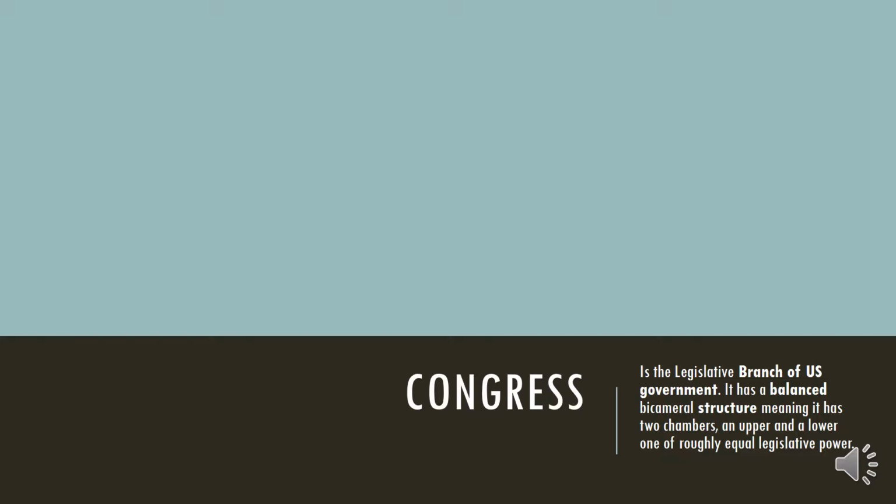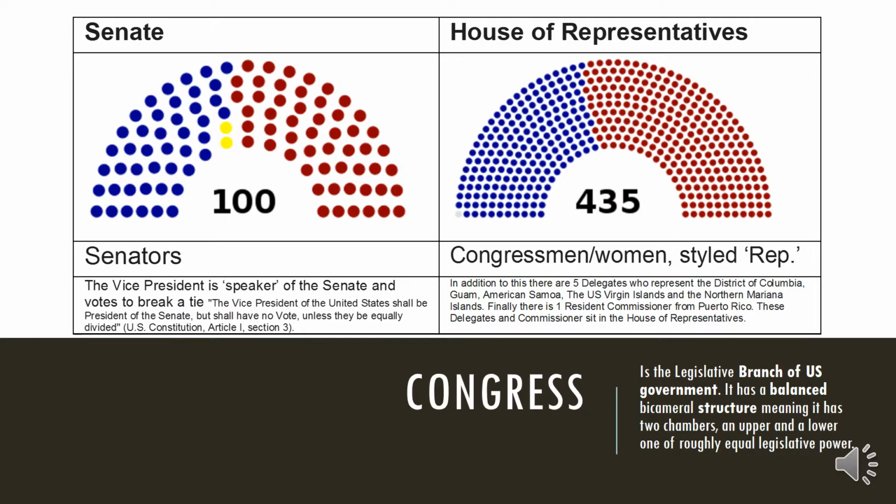The Congress of the United States is the legislative branch of the federal government. It has two houses, a balanced bicameral structure, the House of Representatives and the Senate. Confusingly, although all are members of Congress, the members of the House of Representatives are known as congressmen or women and styled representative only when written down.